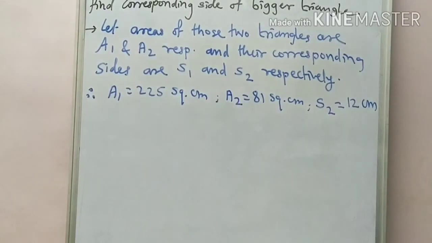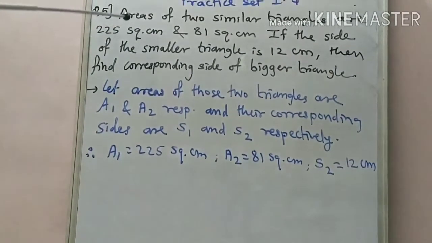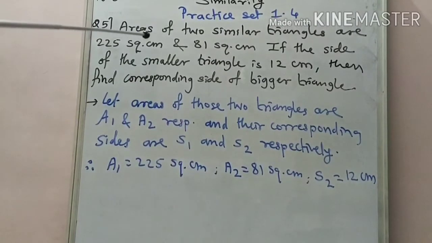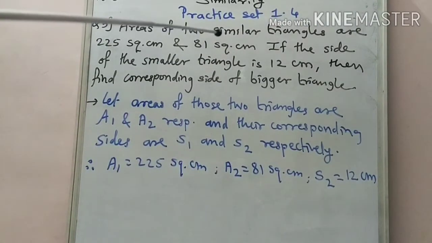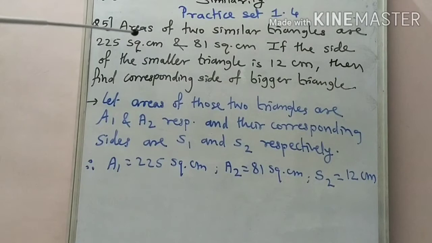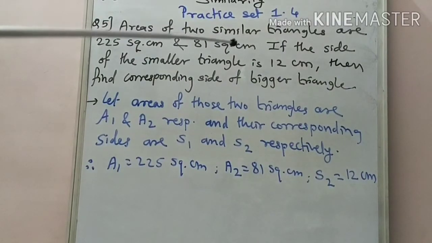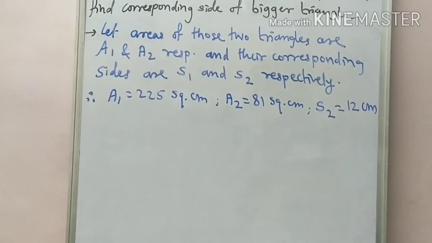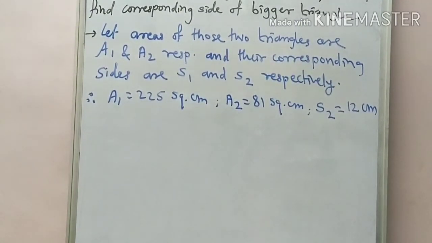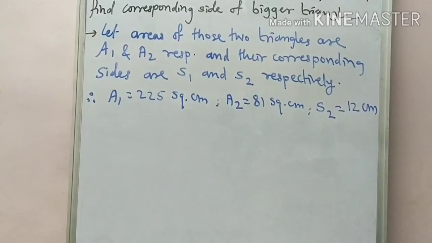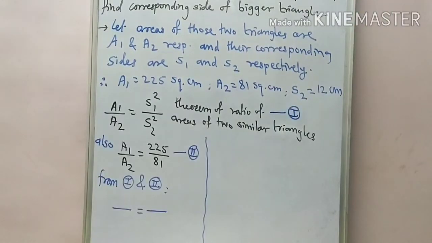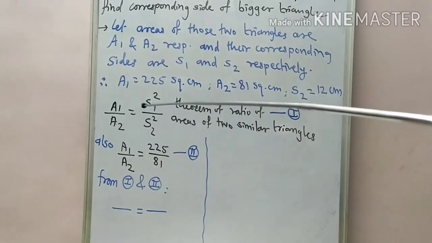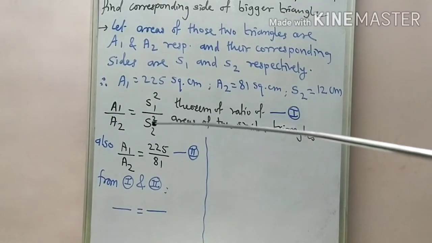Okay, so once again, as we notice that statement, we are given the areas of two similar triangles, which means these two triangles are similar triangles. If triangles are similar, then what do we know about the ratio of areas of two triangles? According to the theorem of the ratio of areas of two similar triangles, the ratio is equal to the ratio of squares of their corresponding sides.